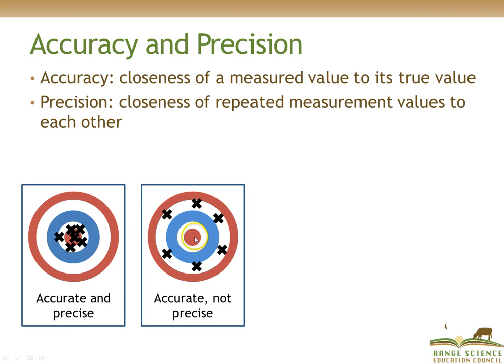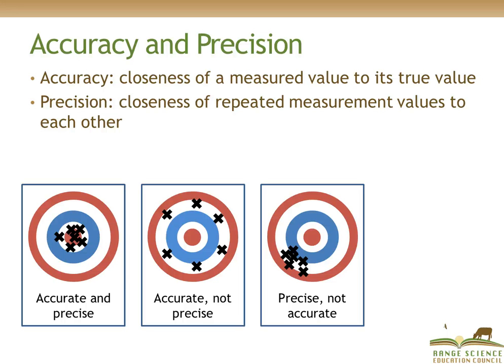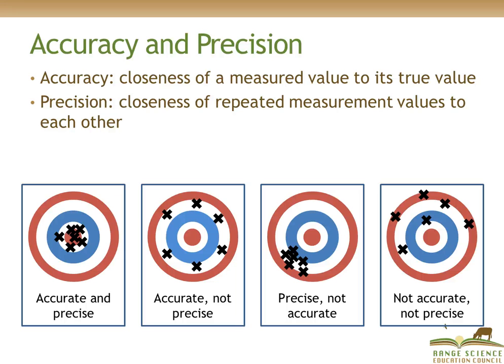In another example, we see with multiple observations that the mean of these observations would fall close to the center, and so it would be accurate, but the different observed values are not very close to each other, and so they are not precise. In this third example, we see that the observed values are very close to each other in value, and so they are precise, but they're not accurate. And in the fourth example, we see these observed values are neither precise nor accurate.